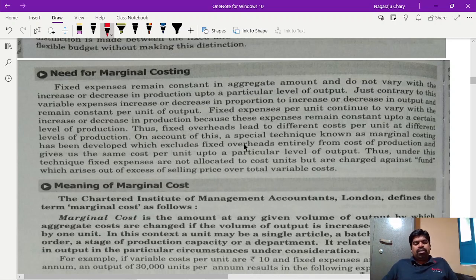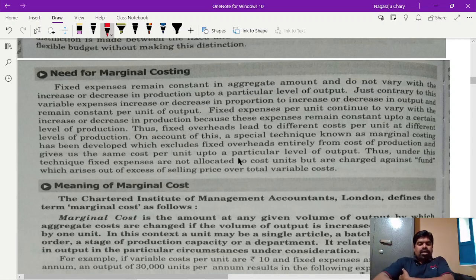On account of this, a special technique known as marginal costing has been developed, which excludes fixed overheads entirely from the cost of production and gives us the same cost per unit up to a particular level of output. Thus, under this technique, fixed expenses are not allocated to cost units but are charged against the fund which arises out of the excess of selling price over total variable cost.